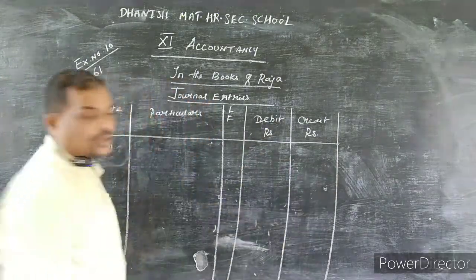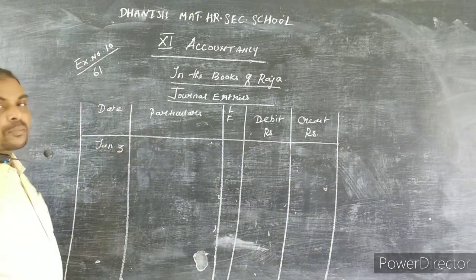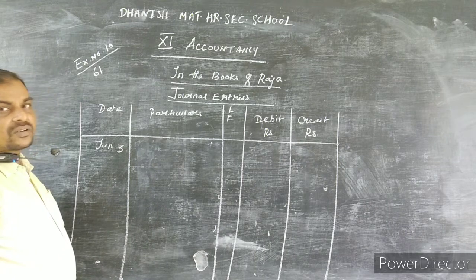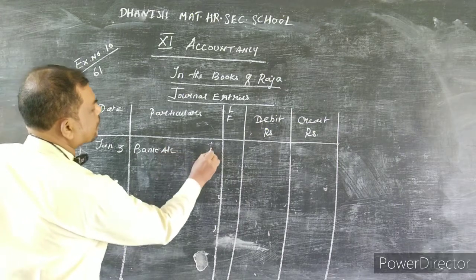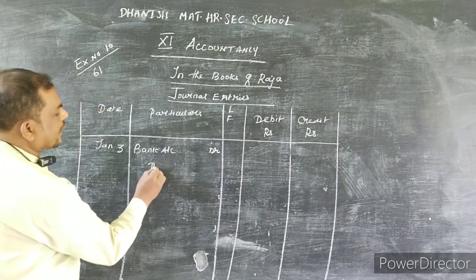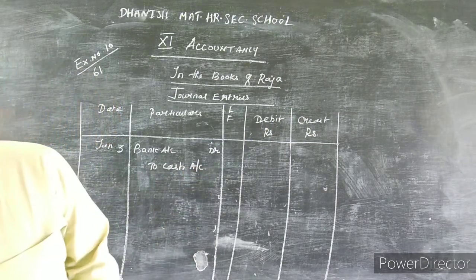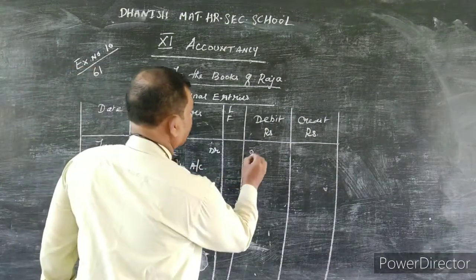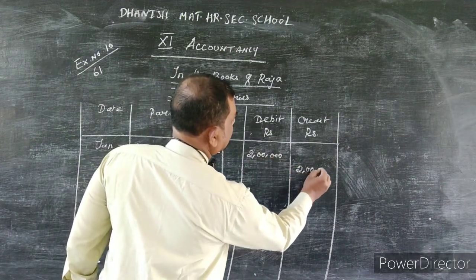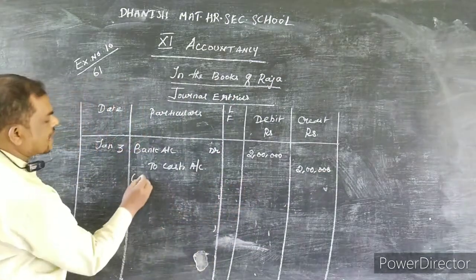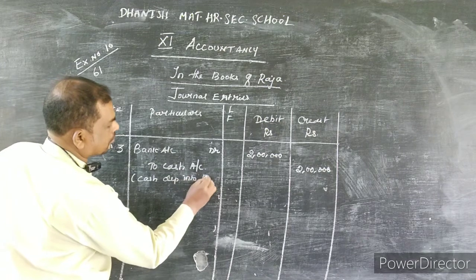So when cash is deposited into bank or cash paid into bank, whatever the wording, bank account is debited, because when we deposit the money, the bank is receiving the money. Cash is going out, that is why cash will be credited. How much? Rupees 2 lakhs. Cash deposited into bank.